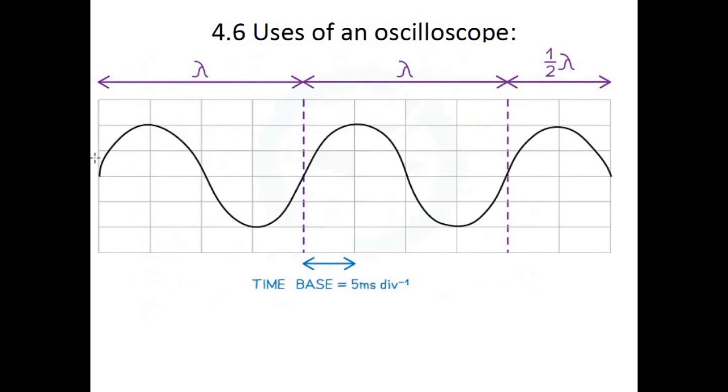See, this type of wave is usually formed on an oscilloscope. Now remember, in O-level physics you do not need to know the structure of the oscilloscope, you simply need to know its uses. So from over here till here, this would give you one wave or one wavelength that is represented by lambda. This is the second and this is the third, and time base usually means how much time is represented by one division or one box.